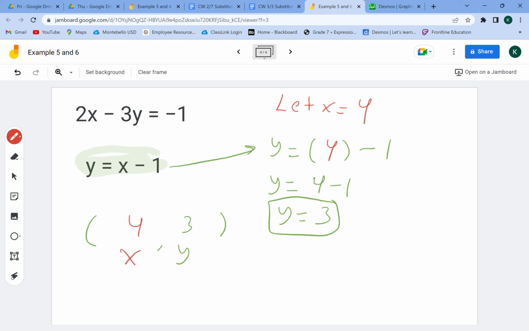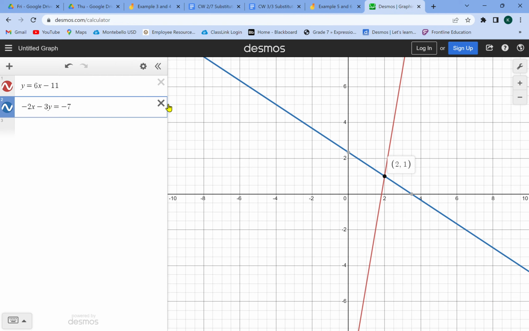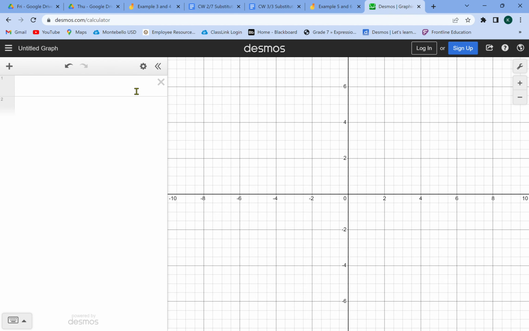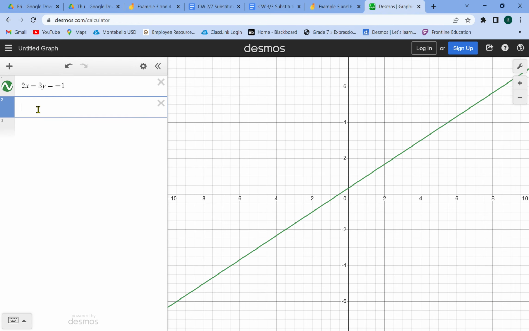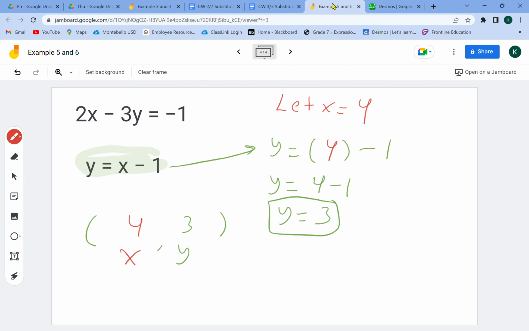Now to check our solution, I'm going to use Desmos. I'm going to delete these two here. Now I have 2x minus 3y is equal to negative 1. Then I have the other one, y equals x minus 1. And if we look at the intersecting point, notice it's 4, 3. So we got our solution, 4, 3.